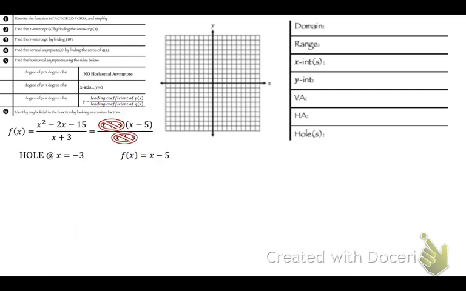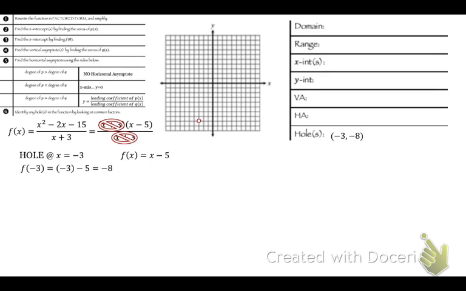Now we have f of x equals x minus 5. We need to find out where this hole is at. So once we have simplified this down, we figured out that we have a hole at x equals negative 3. We are going to take this negative 3 and plug it in to here to figure out what the y coordinate is for this hole. Okay, so that's why I'm going to do f of negative 3 equals negative 3 minus 5, which is negative 8. So we have a hole at negative 3, negative 8, which is right there.